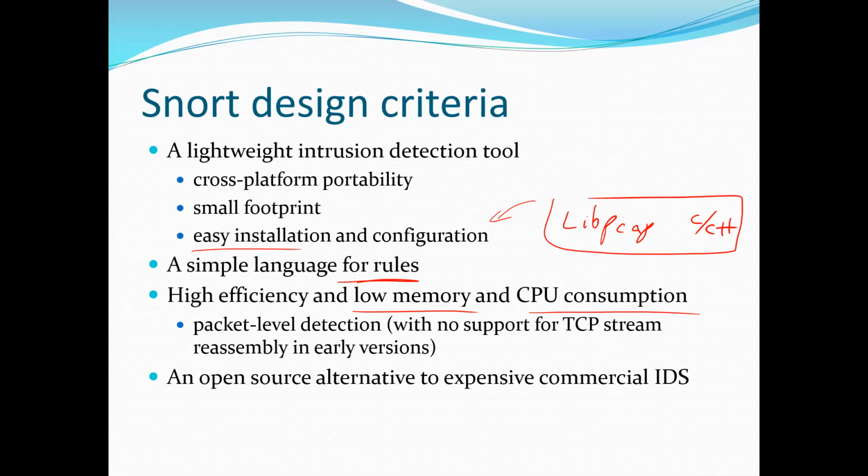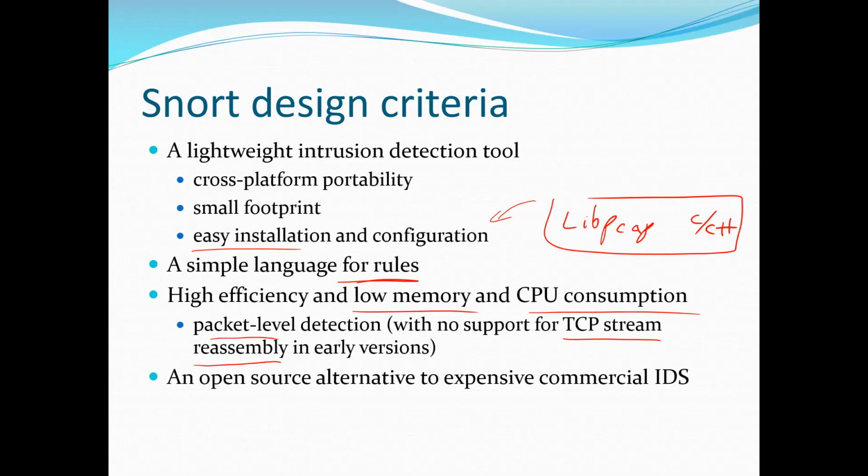It is a packet level detection with no support for TCP stream reassembly in early versions. Okay, so as you think about intrusion detection systems or firewalls, you would think, wouldn't it make sense that we don't just look at one packet, that we should look at more packets? And that's true, right? So that's certainly a problem that's out there, which is called TCP stream reassembly. When you have a session of packets and you want to look at the whole thing, but we're just focusing on a packet level approach.